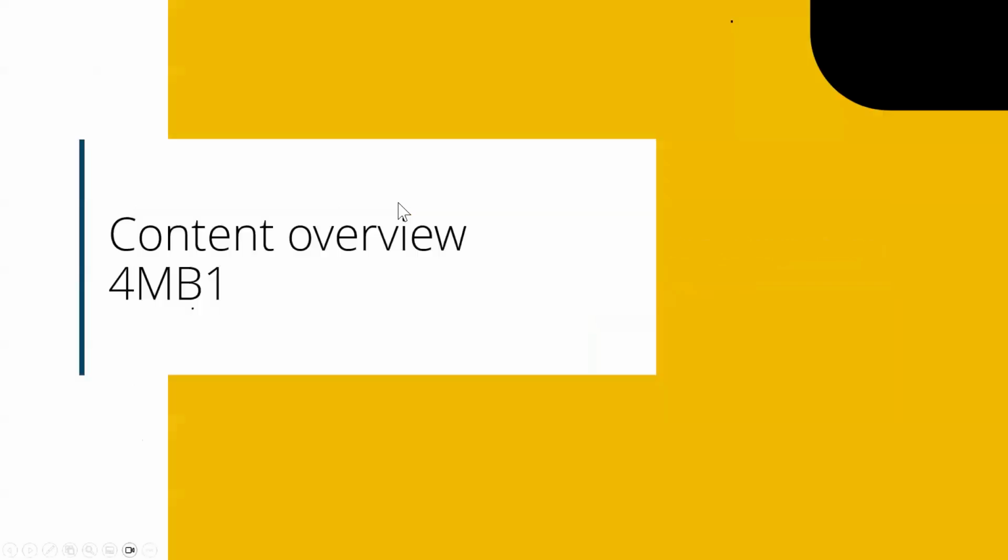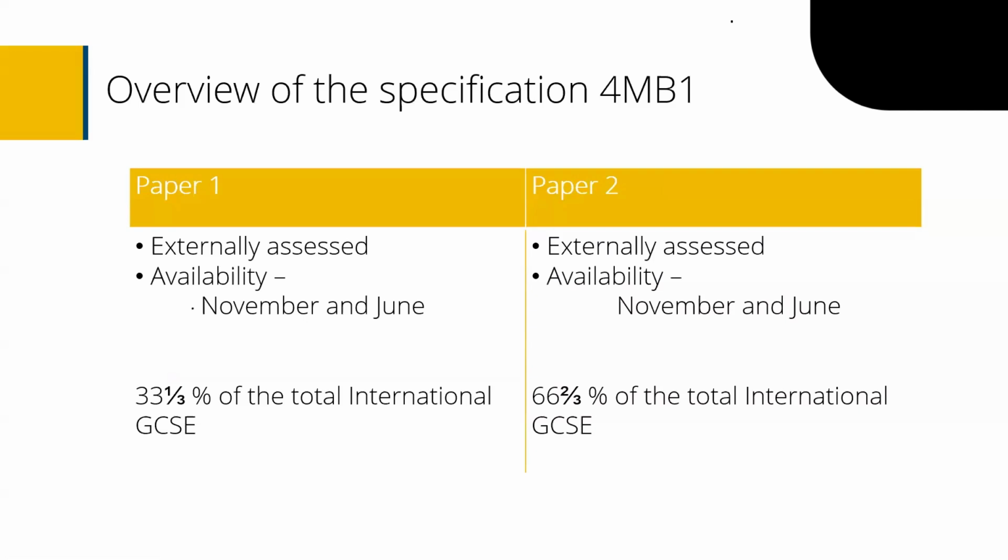Now, if we look at the second specification, 4MB1, again, let's look at the 2 papers, and then you can see the difference in the percentages, the weight that each one has. So the 2 papers, one of them has about 1/3, the other one is 2/3, roughly. Now, again, these papers are available twice per year, January and June. And the papers are different in structure, and paper 1, as I said, is weighted differently to paper 2, and you can see that on there as well.